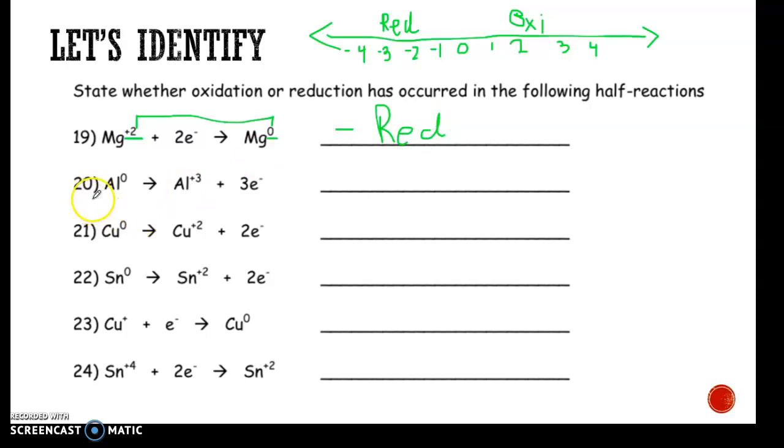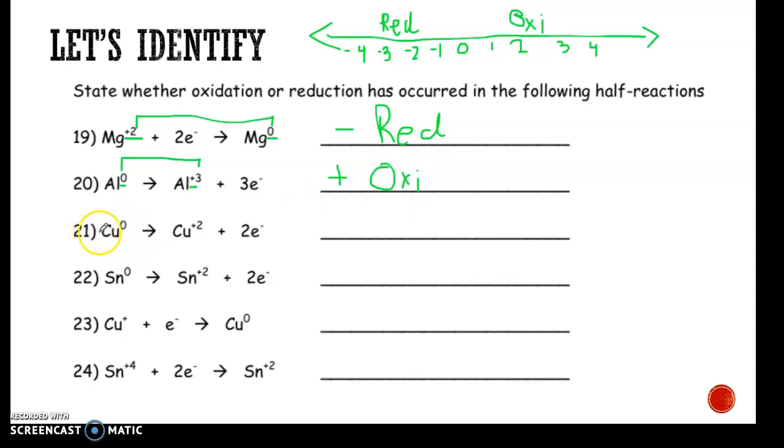All right. For number 20, let's focus on the oxidation state. So we're going from 0 to +3. Because we are becoming more positive, yes, we are oxidizing. And okay, let's do one last one, and then you guys can do the rest on your own.